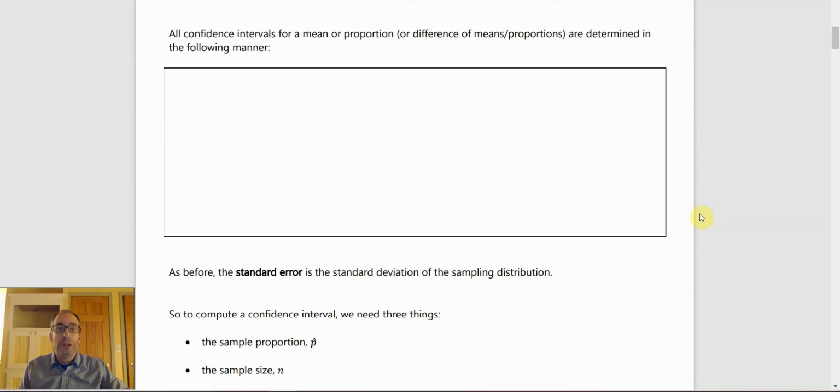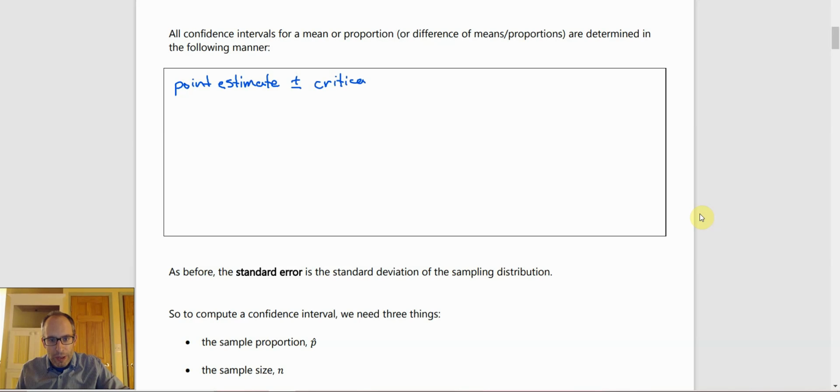Okay, so how do we figure out a confidence interval? Well, in general, you do use the point estimate. So what it ends up being is the point estimate, and this is where you'd have your x bar and your p hat. Those are point estimates. Plus or minus the critical value, whatever that is, times the standard error.